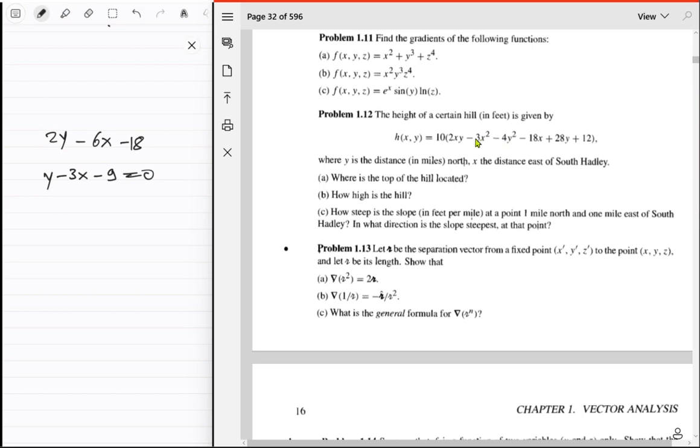Well, that's gone. This thing is just minus 6x. This thing would be 2y. Yeah, I guess so. So we just got y minus 3x minus 9 equal to 0. Right, that's our first equation.